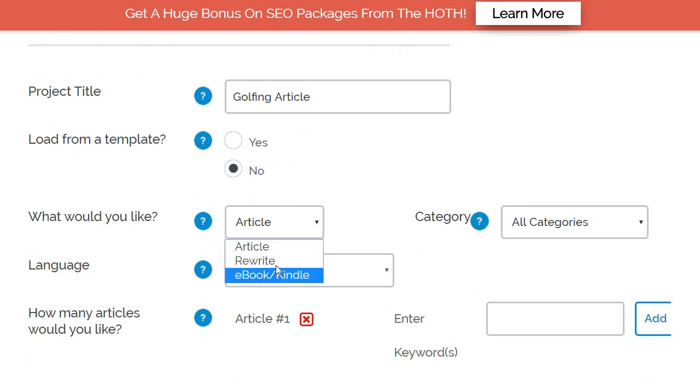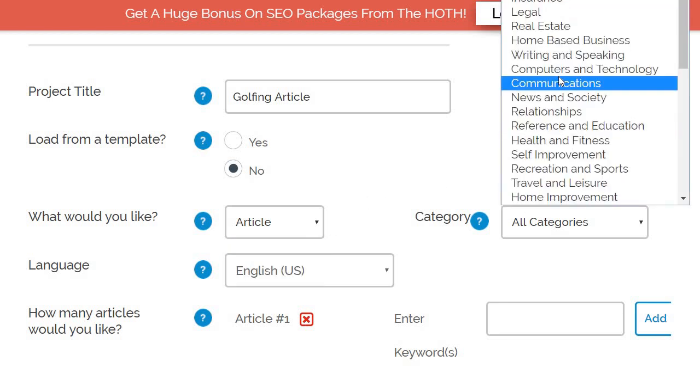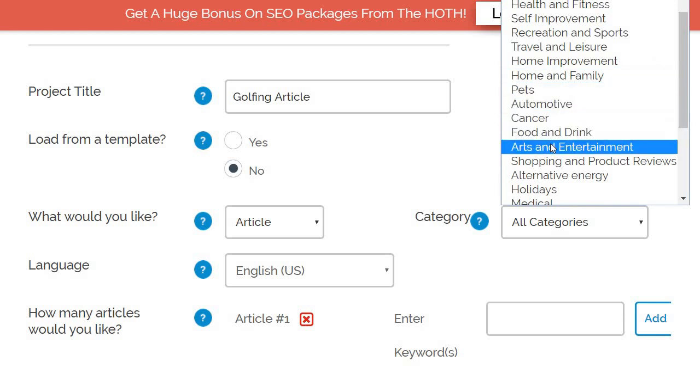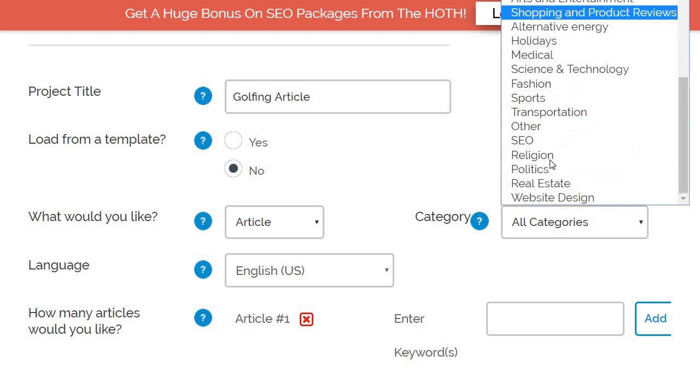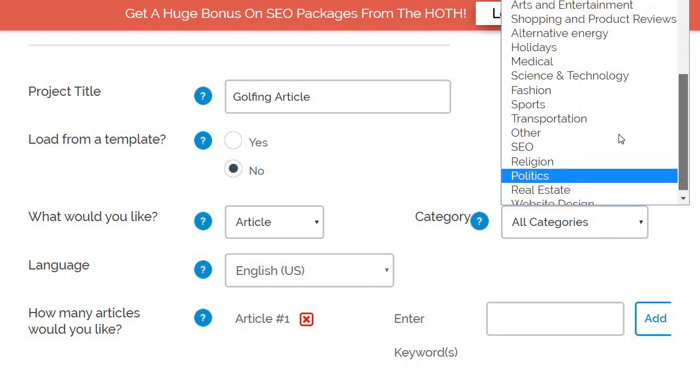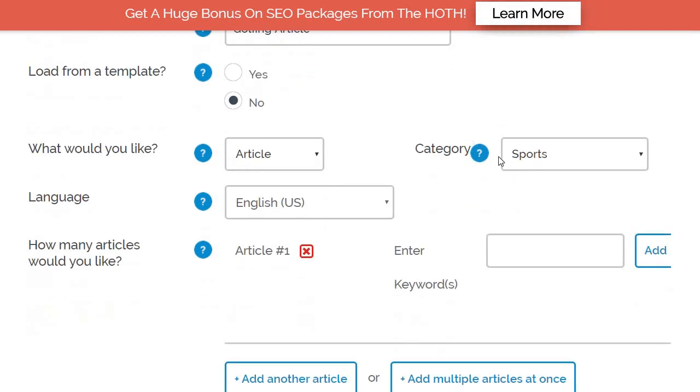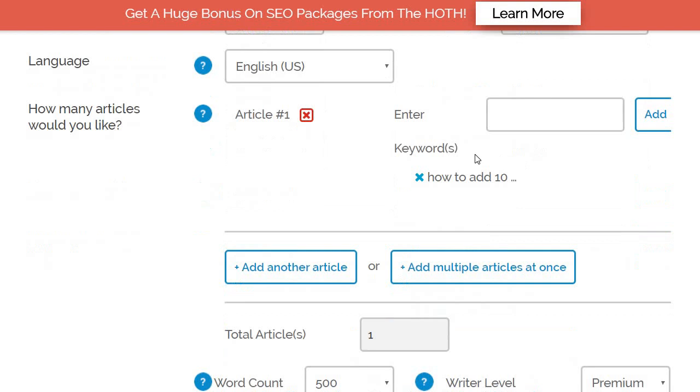They also have ebooks and rewrites. Rewrites are pretty cool in case you have multiple websites where you want to scale and you already have a really good article and you want someone to rewrite it. Rewrites are also much cheaper, so keep that in mind, but we're going with article. For categories, we would be looking for sports. There we go, sports. Keyword, for example, I just did a random one like how to add 10 yards to your drives. That's the easy stuff.